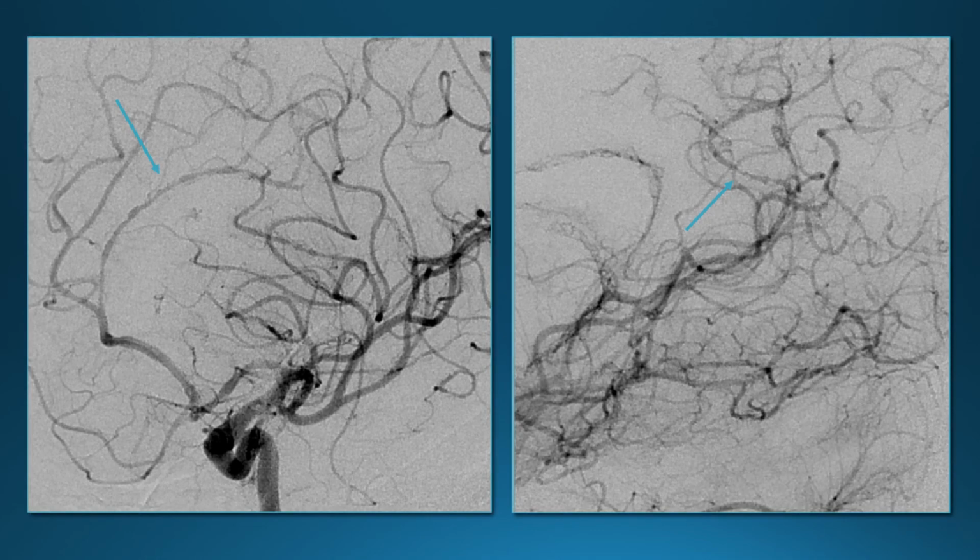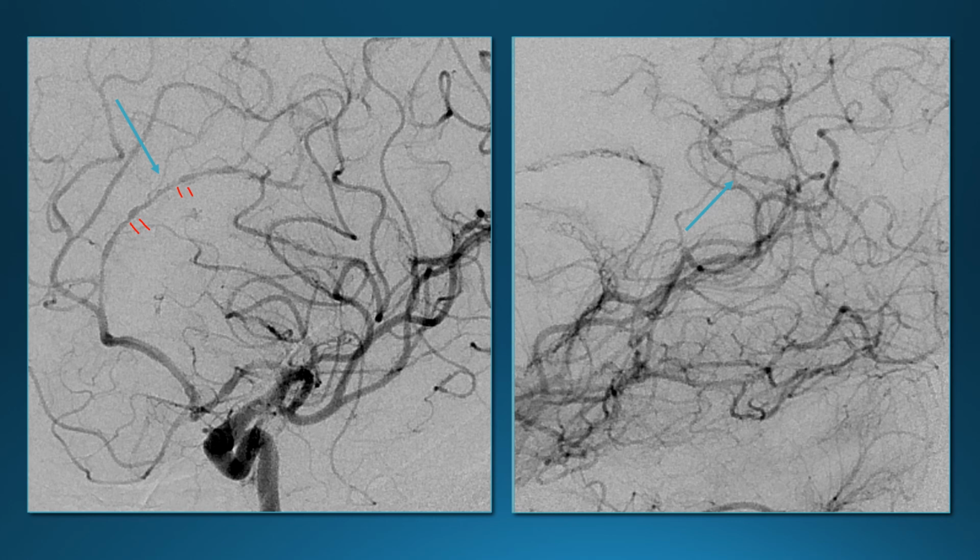The abnormalities we can see a little better on some magnified views. I have some arrows on it, so you can see multiple vessels have areas of abnormal narrowing and dilatation. Narrowing, dilatation. So this is what we'd call a beaded appearance, where you have sequential areas of narrowing and dilatation.